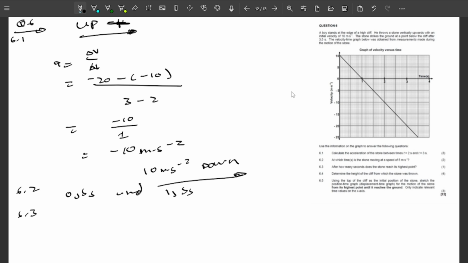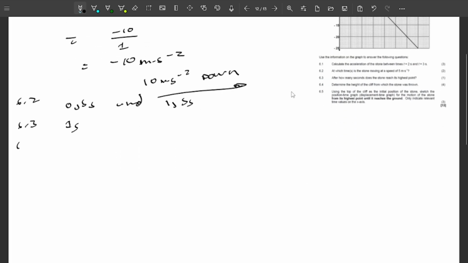Right, now 6.3. After how many seconds does the stone reach its highest point, meaning the maximum point? Now remember what we have been preaching: when the stone reaches its maximum point, the final velocity is 0. So you have to look for the point where the velocity is 0, which is here. Therefore, after 1 second, the ball reaches its highest point. Right? Hope everyone is following along.